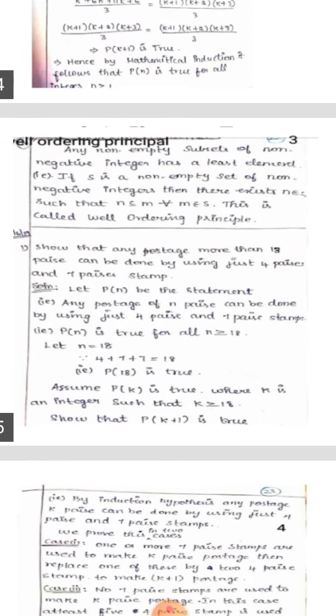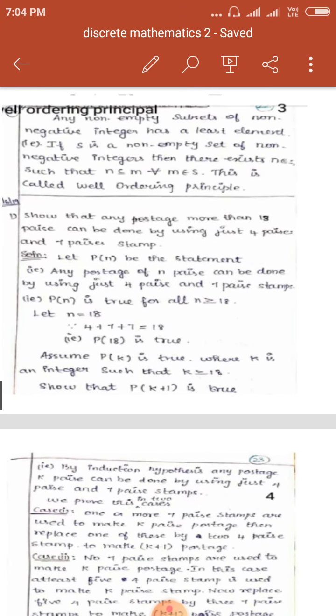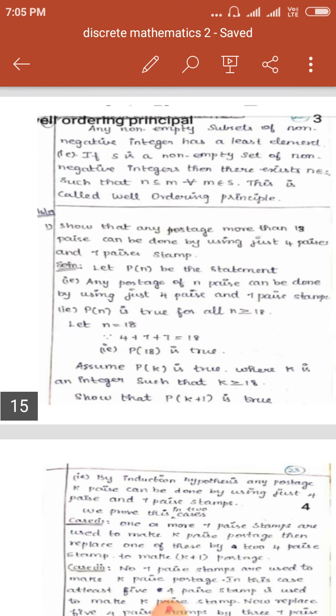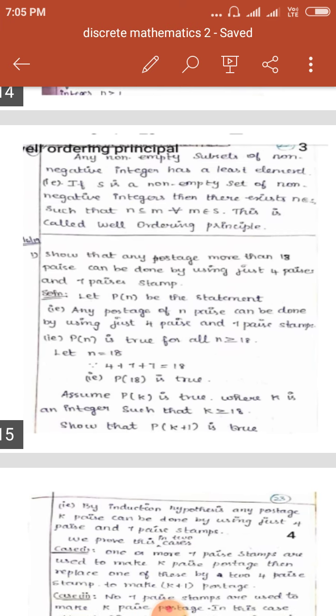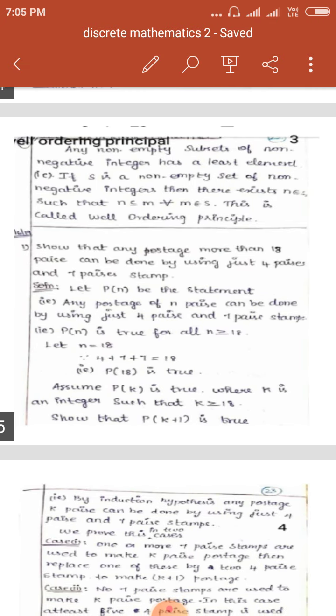So next theorem. See girls, show that any postage of more than 18 paise can be done by using just 4 paise and 7 paise stamps. So we have to show that for any postage n greater than or equal to 18, this can be done using only 4 paise and 7 paise stamps. We have to prove the statement by using the mathematical induction method.